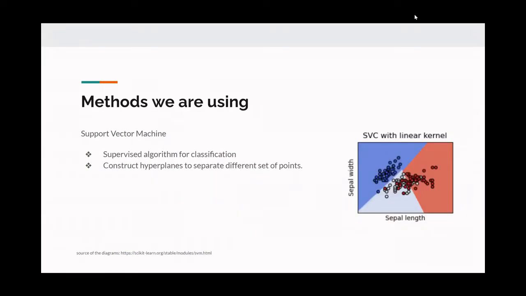Last, we are trying to build a support vector machine classifier because we believe it may produce better results compared to k-nearest neighbor. SVM is a supervised algorithm which is similar to KNN. The goal of support vector machines is to construct hyperplanes to separate different sets of points, which in our case is to separate different facial expressions. We are still working on the implementation of the support vector machine.